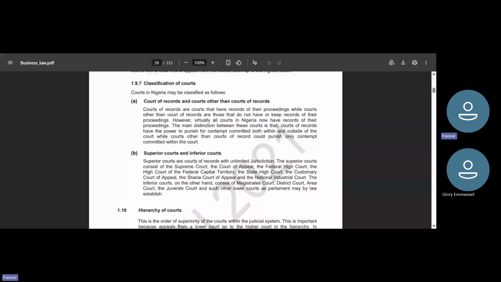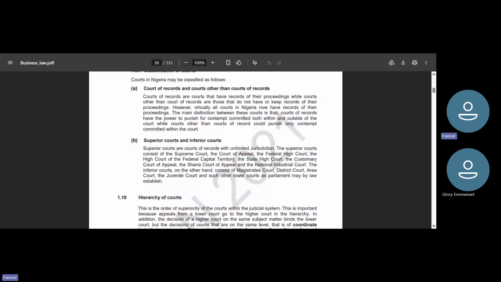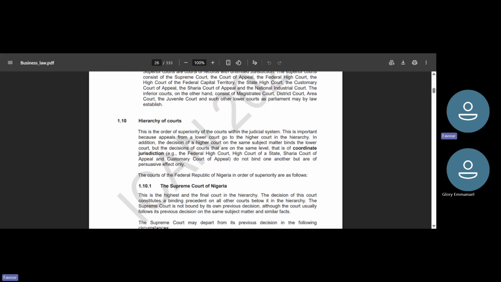So the two distinguishing factors, you should just remember: superior court, unlimited jurisdiction. Then the opposite is the inferior court. Then for the court of record and courts other than court of record, you just know that a court of record can punish for contempt committed within and outside the court, while for the other it is just within.